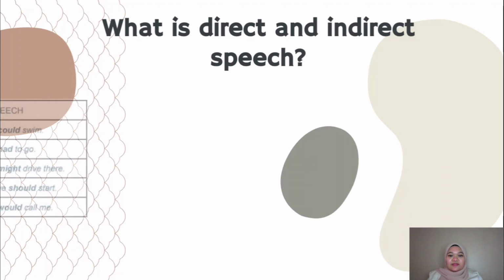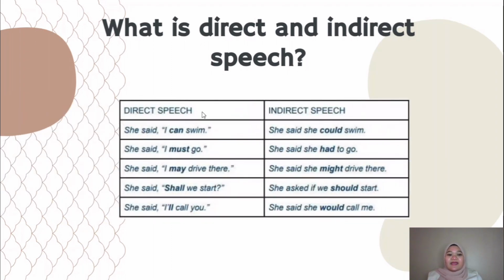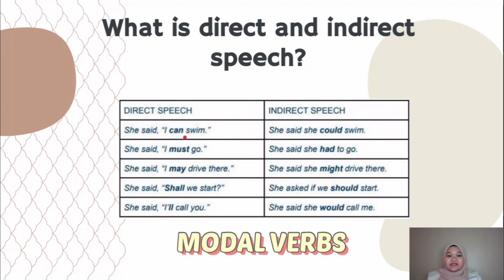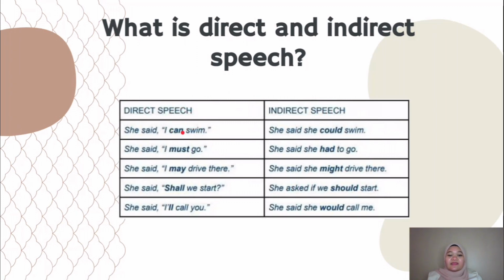Alright, let's take a look at this example. Direct speech: She said, "I can swim." However, in indirect speech or reported speech, she said she could swim. Can you see? This is an example of modal verbs that have been changed. In direct speech, we use can. However, in indirect speech, we use could. Okay? When we change to indirect speech, we will change from present to past tense.